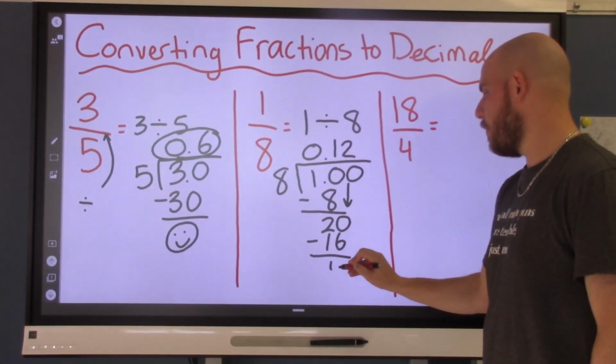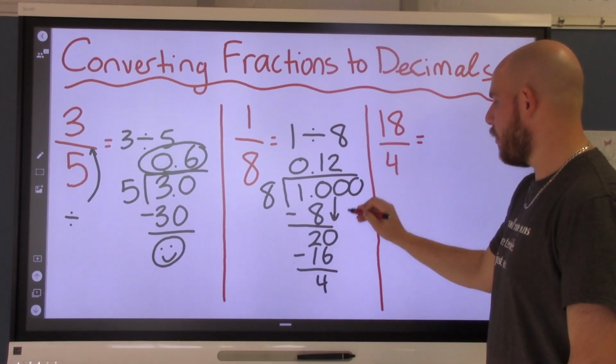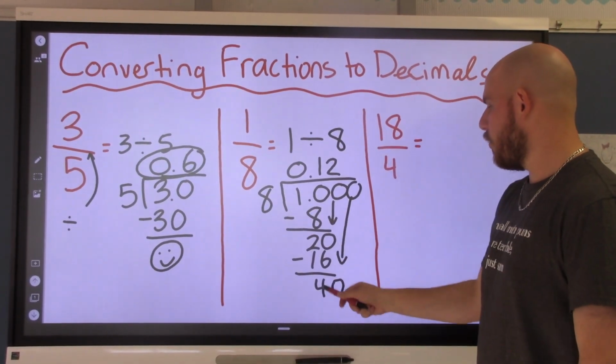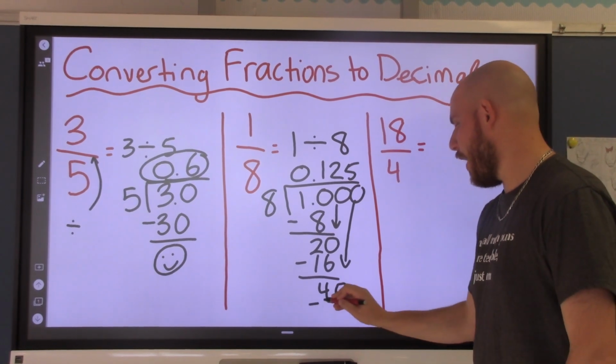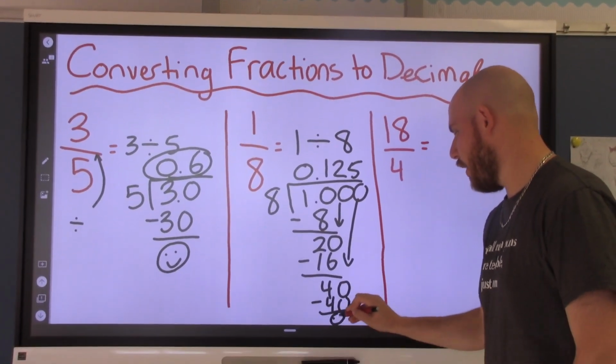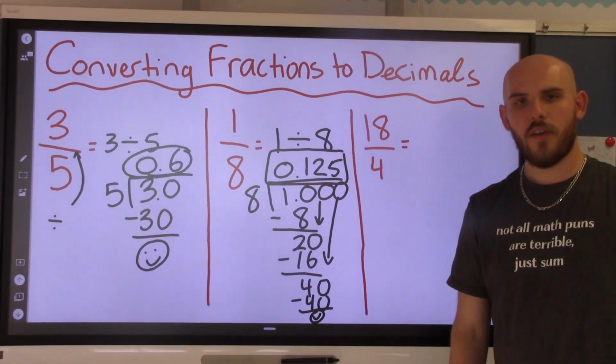We're not finished though, so we add another 0. We gotta keep adding zeros until we're finished. 8 goes into 40 5 times, and that's a perfect match. So that means that this is equal to 0.125.